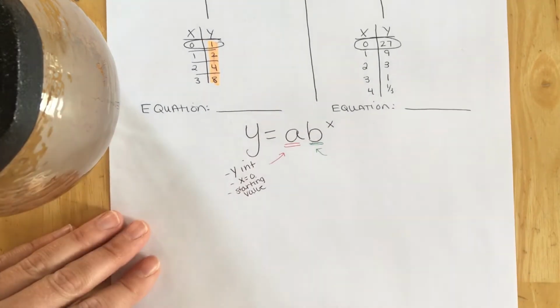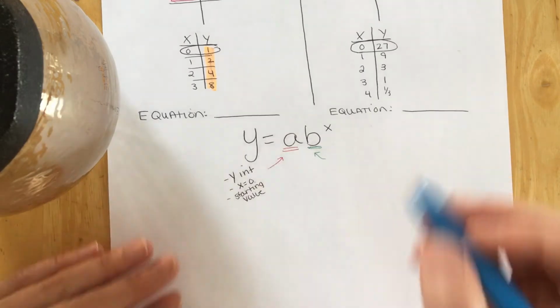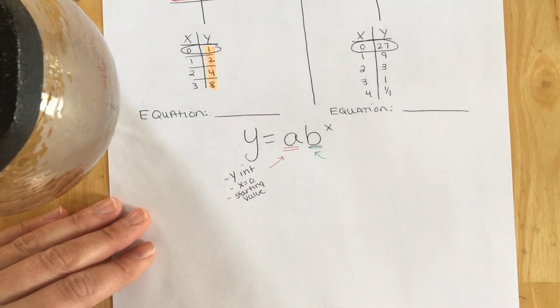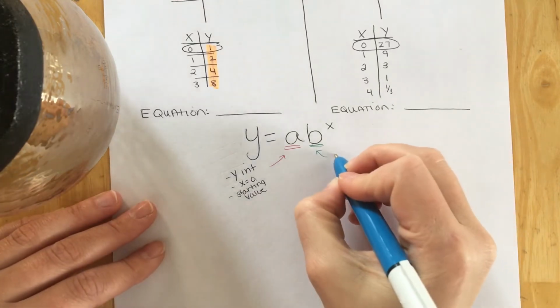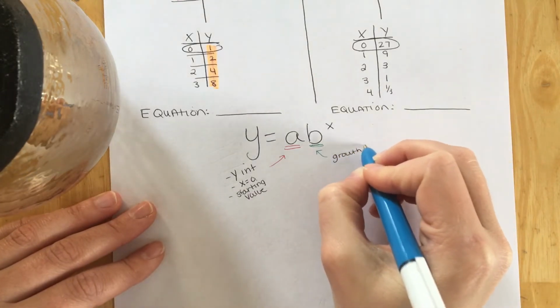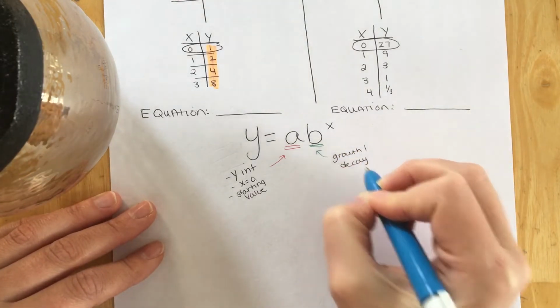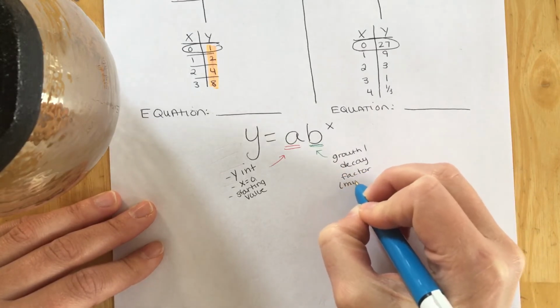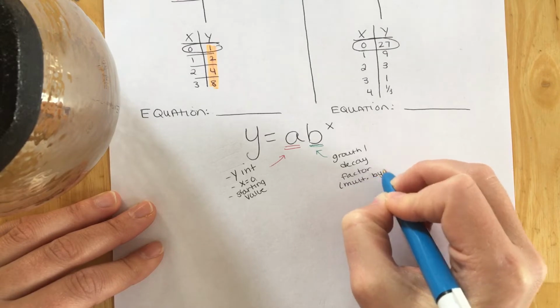All right? Your b is your growth or your decay factor. Factor, we use that word and it's representing multiplication. So it's your growth or decay factor. It's what you are multiplying by. So it's what you multiply by, okay?